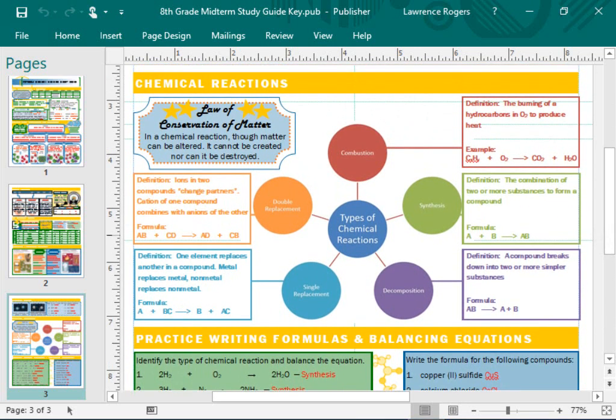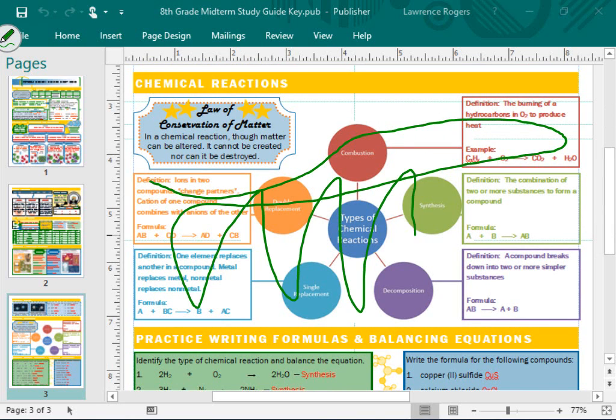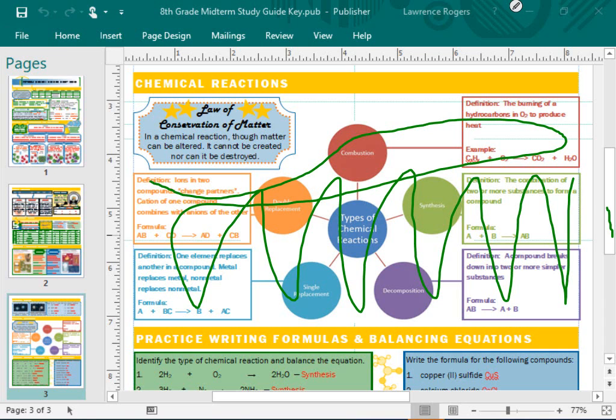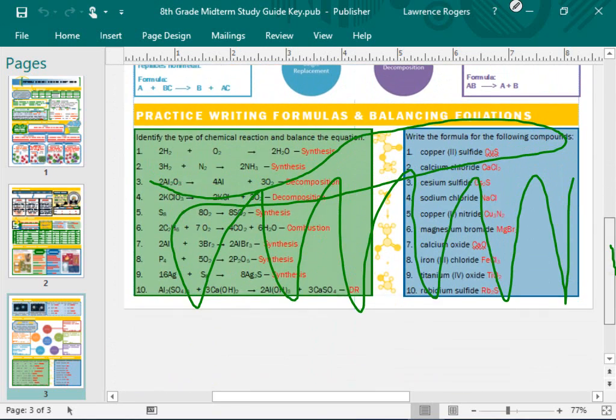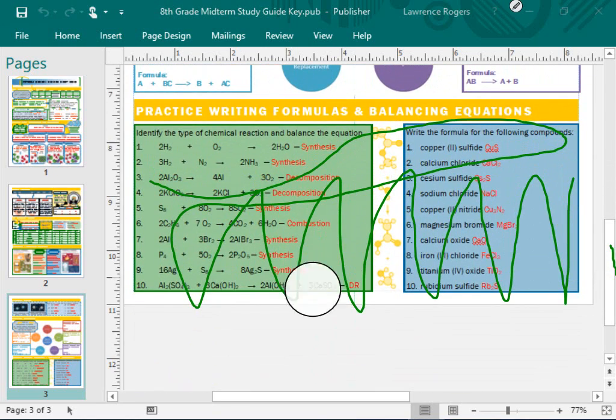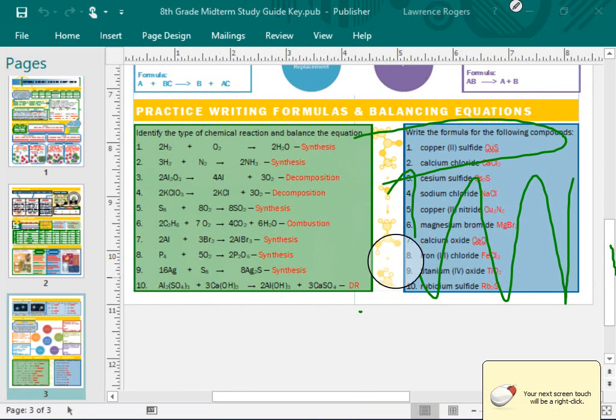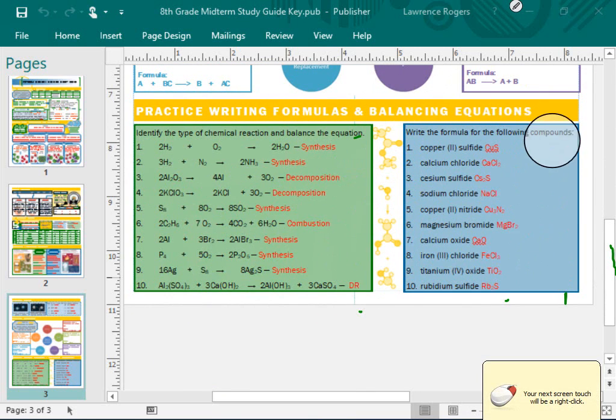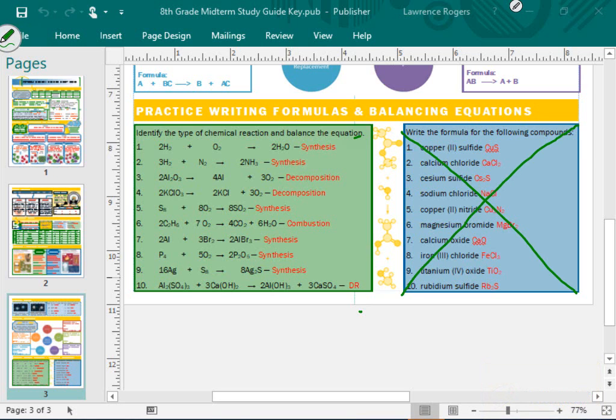So once again, for our purposes, we cut this out. COVID claimed it. Also, we cut out naming compounds. We just ran out of time. So yep, don't worry about those.